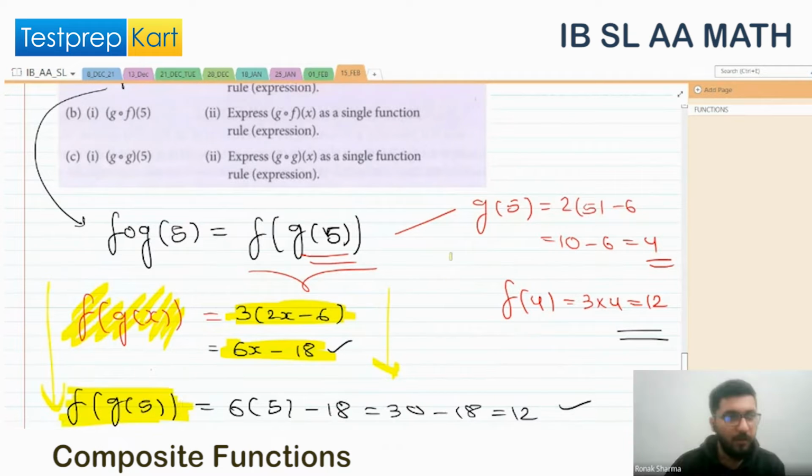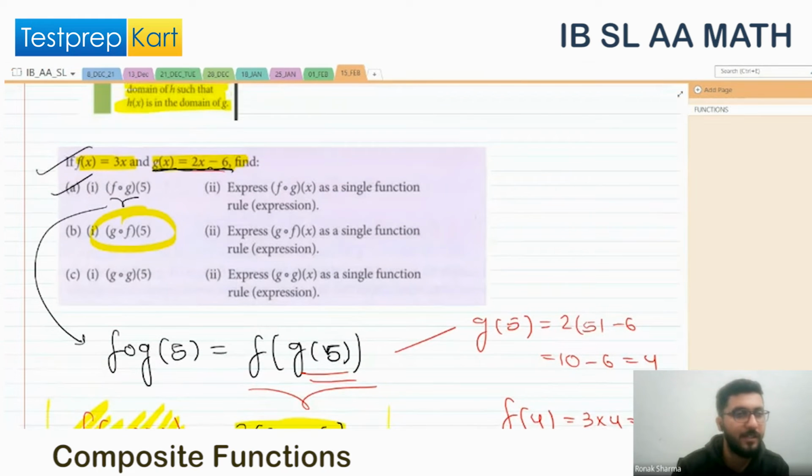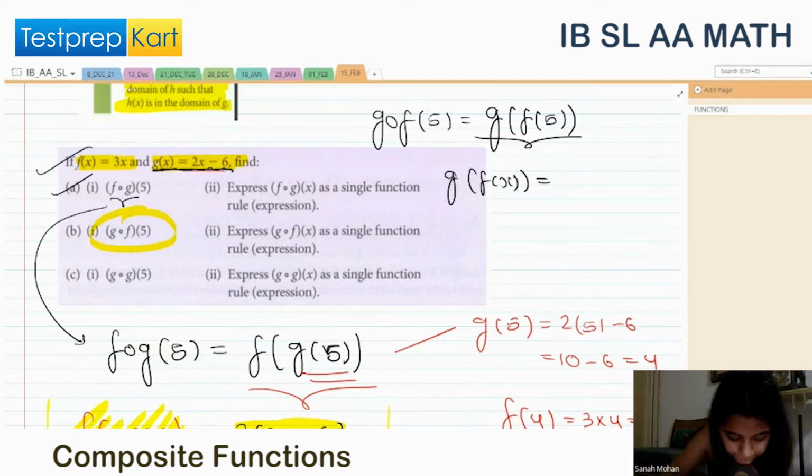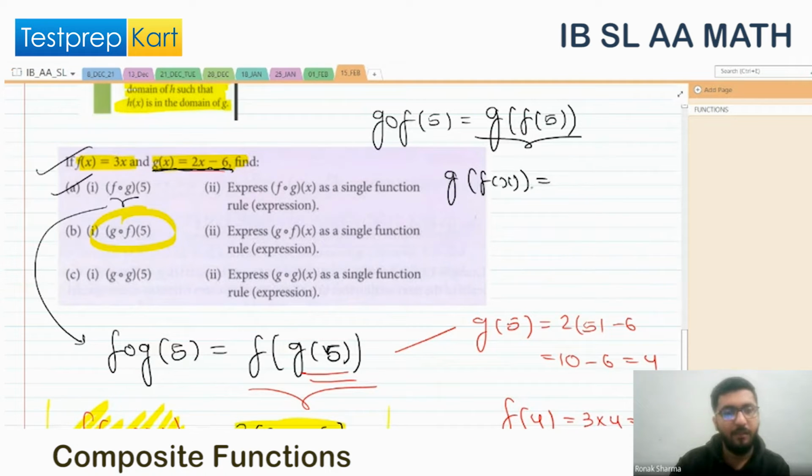Okay. So g of f of 5 will be what? Basically, I'm asking g of f of 5. So what will be the value? First of all, we should find g of f of x. So what will be the g of f of x? And then tell me what will be g of f of 5.